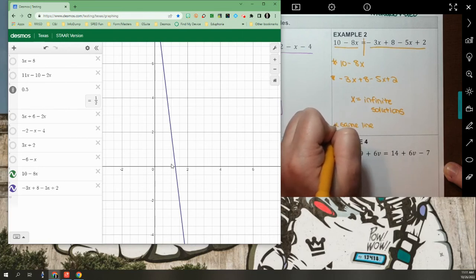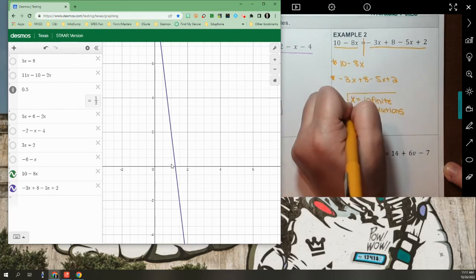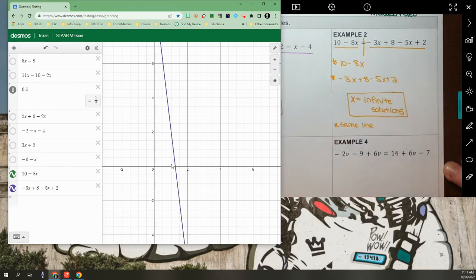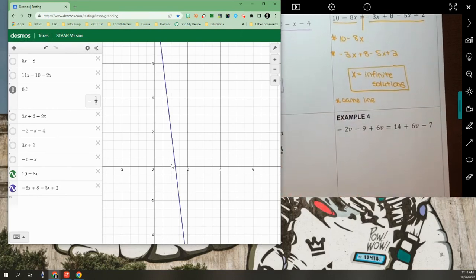So that's a trick for you to know. If they are the same line, then the answer is x is infinite solutions. Any number of x I can put in there, any number of x is going to make it balanced on both sides. So that's a unique one.